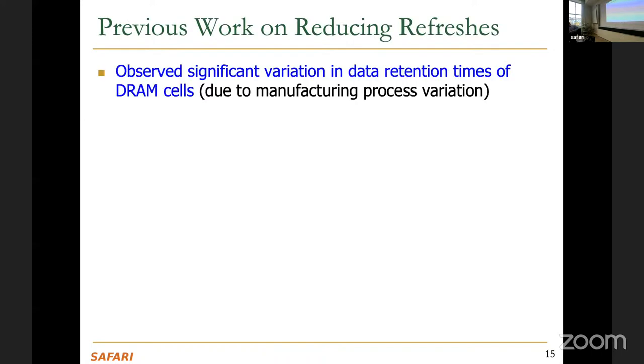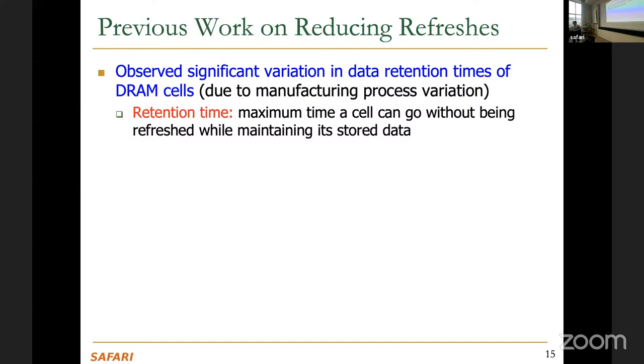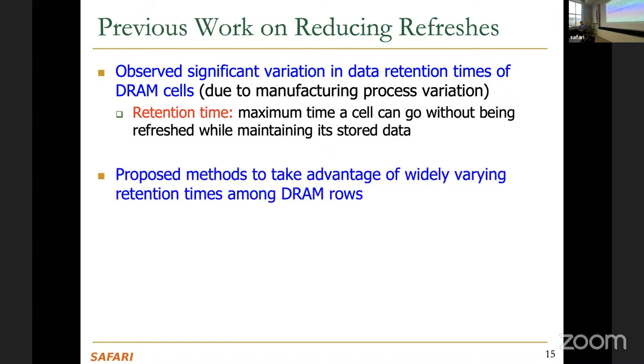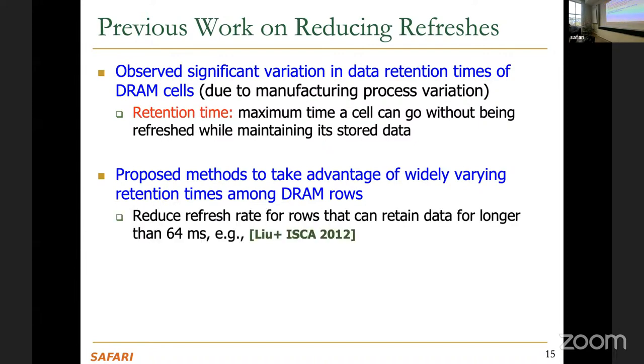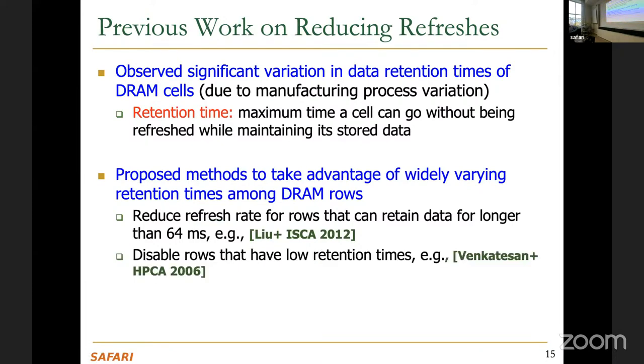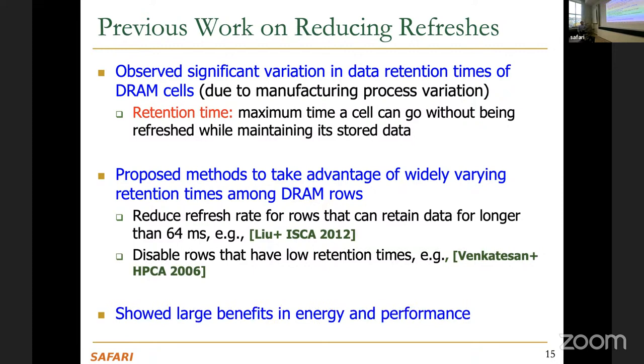And there's work that observed significant variation in the data retention time of DRAM cells due to manufacturing process variation. Retention time is defined as the maximum time a cell can go without being refreshed while maintaining its stored data. These prior works propose methods to take advantage of widely varying retention times among DRAM rows. For example, the work that we presented at ISCA the previous year reduces the refresh rate for rows that can retain data for longer than 64 milliseconds, assuming that you can identify them. There's earlier work, in 2006, that disables rows that have low retention times. And there's a bunch of other work that we referenced in the paper. These works all show large benefits in energy and performance.